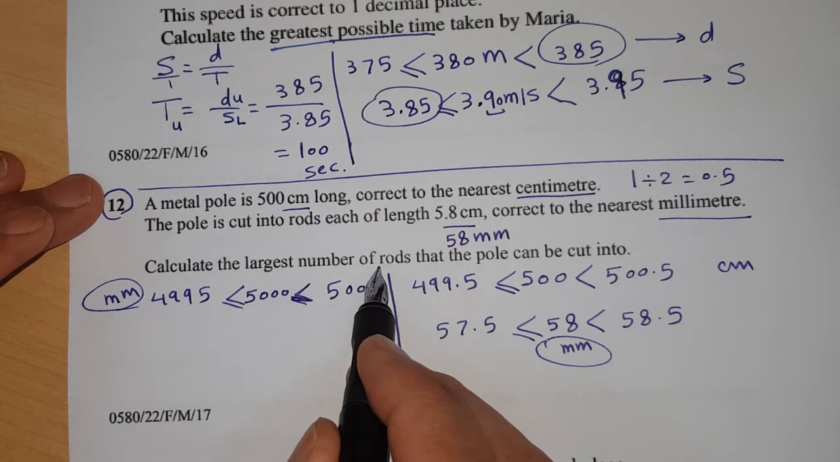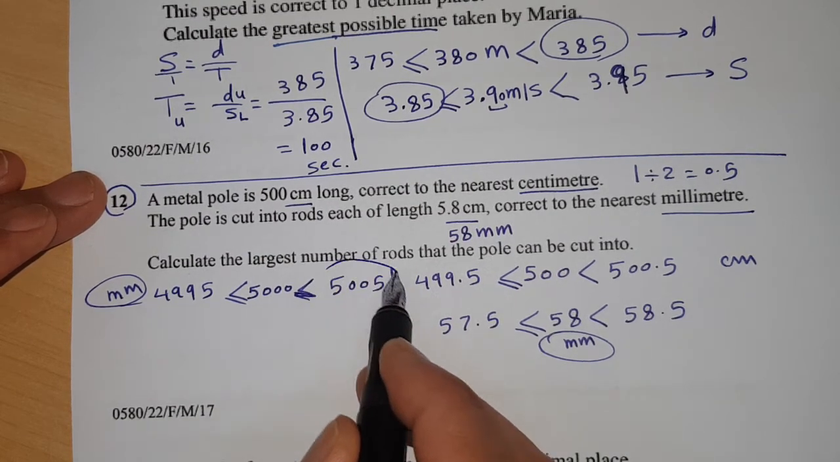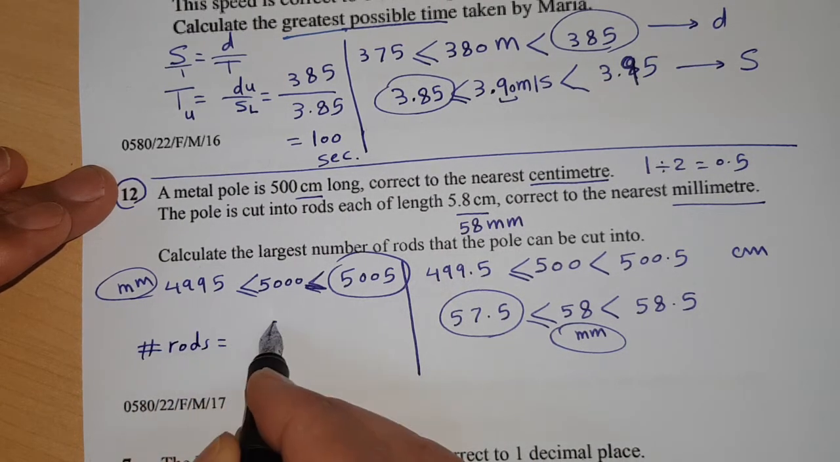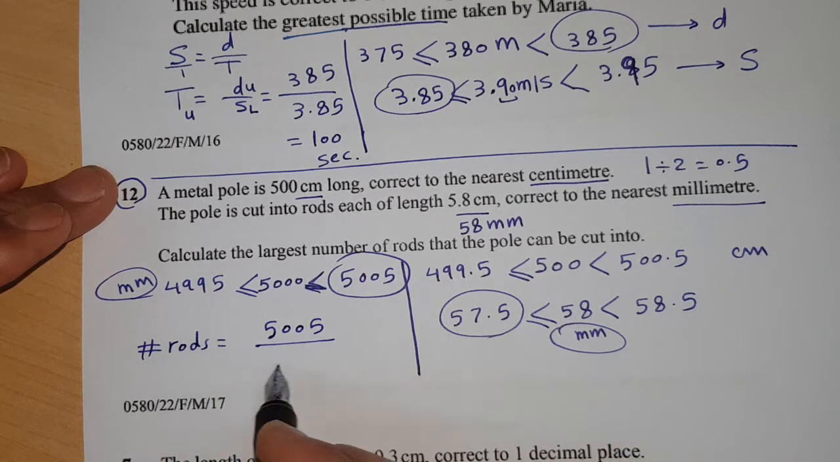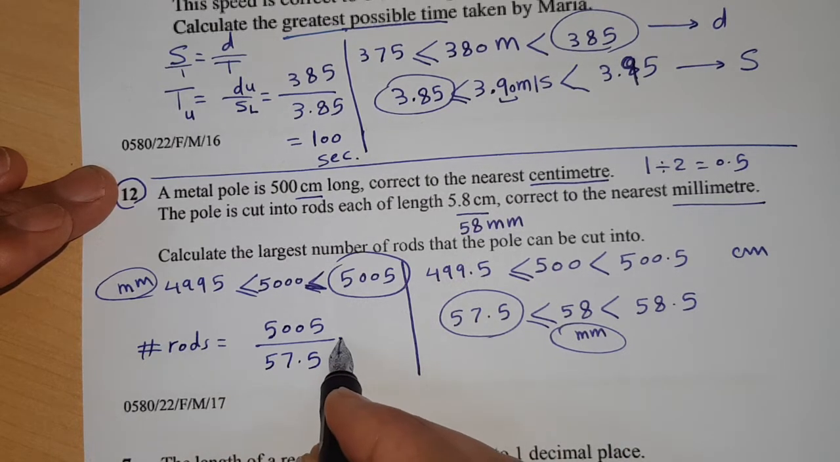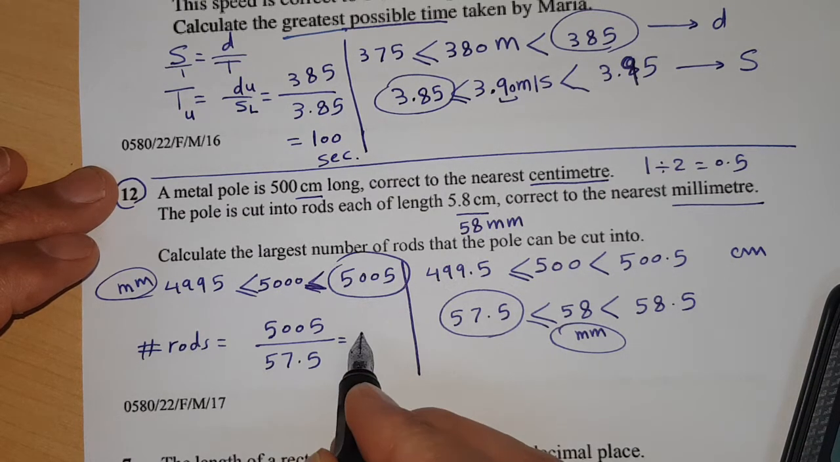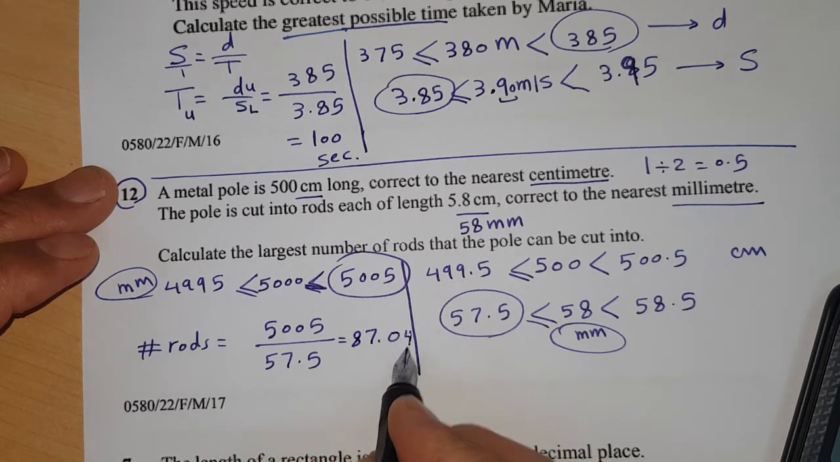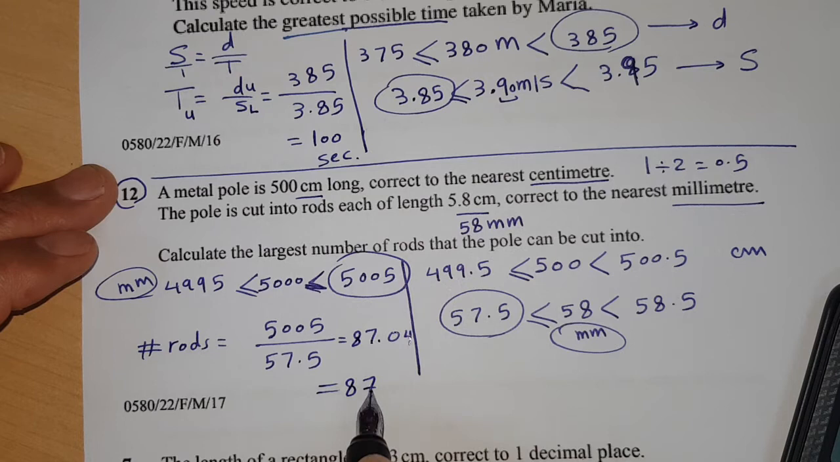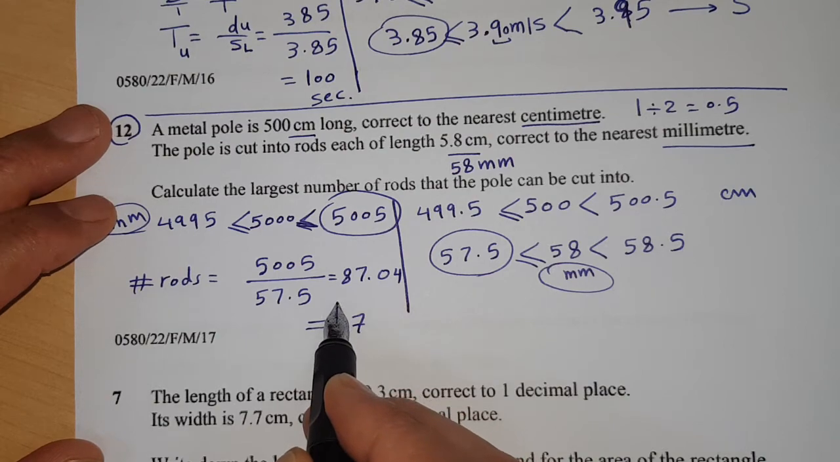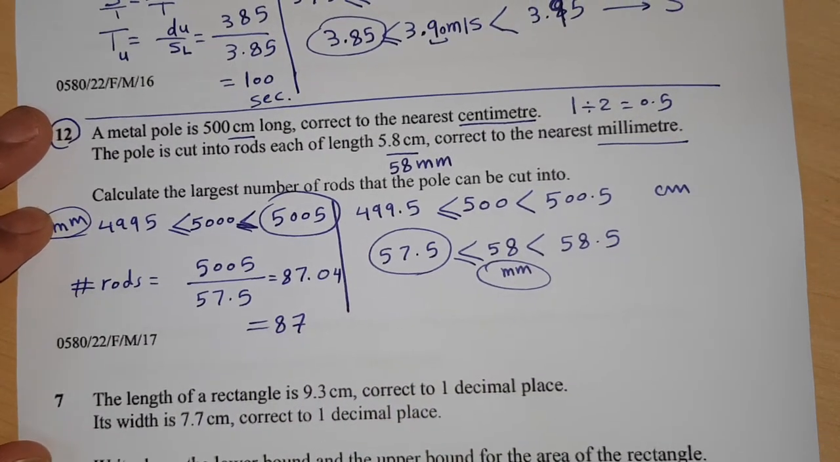For the largest possible number of rods, divide the largest number here by the minimum number here. So the largest number of rods is 5,005 millimeters over 57.5 millimeters. Okay, use a calculator now. 5,005 divided by 57.5 equals 87.04, about 87. Okay, this is the largest number. Even if the decimal is 0.9 or 0.8, you take only the whole number, because I ask you about the number of pieces.